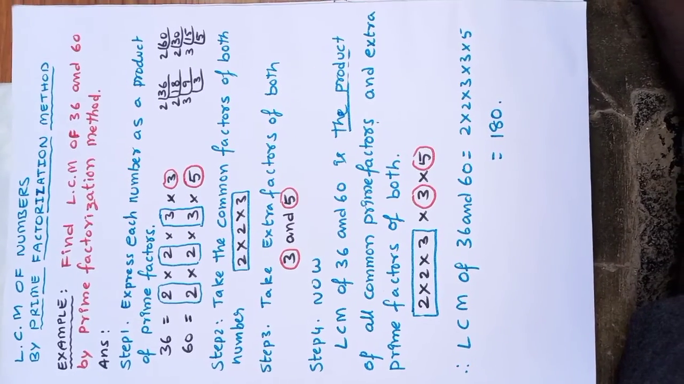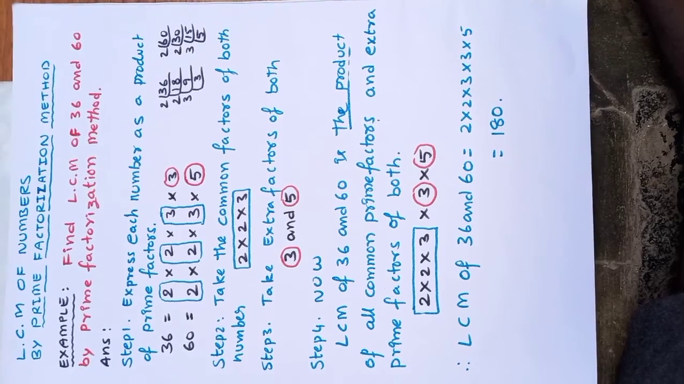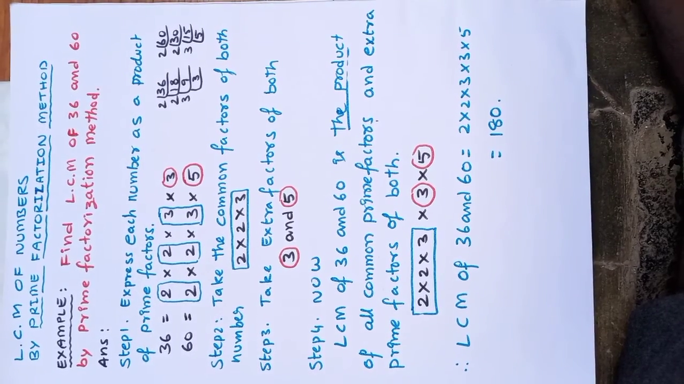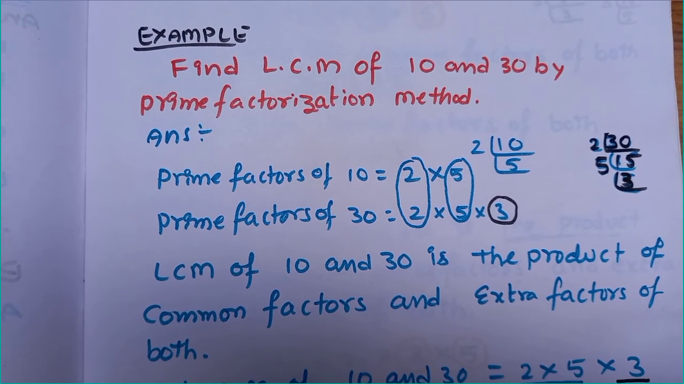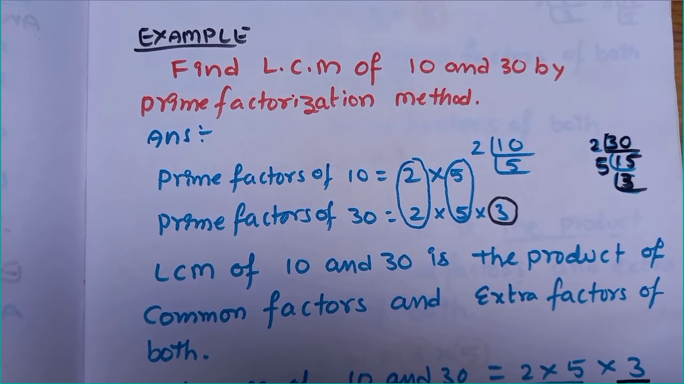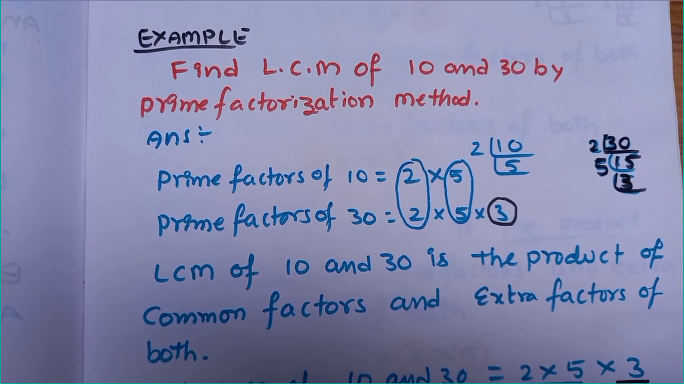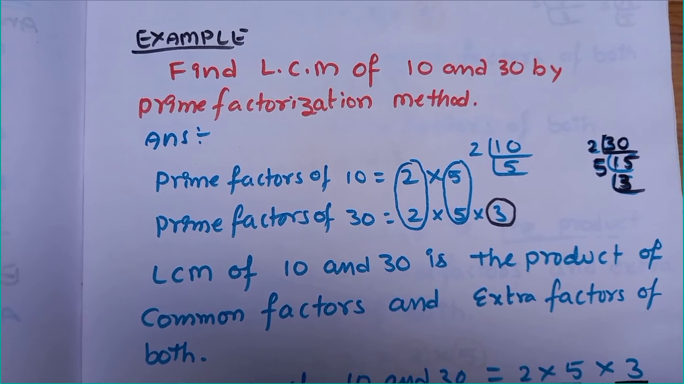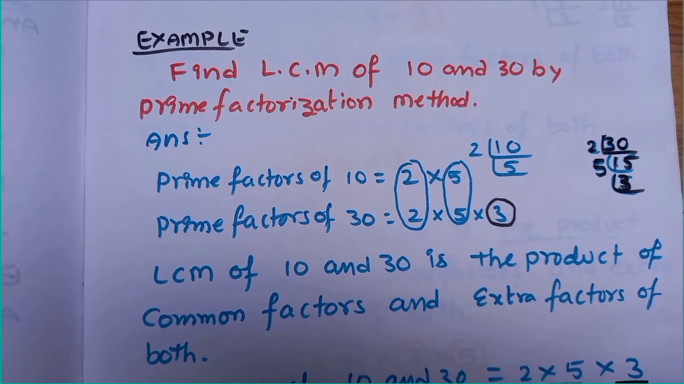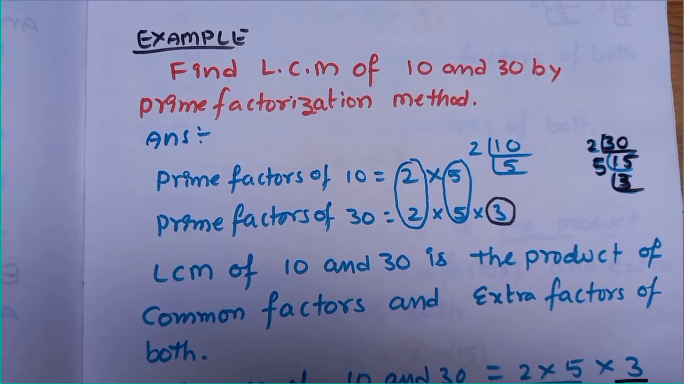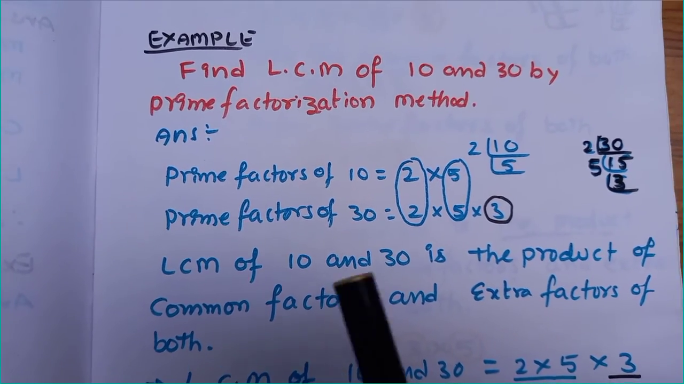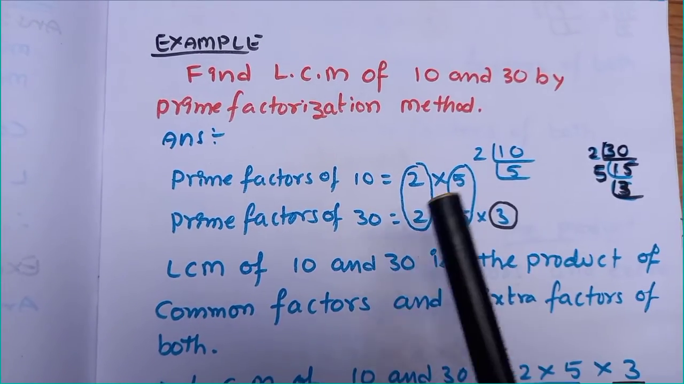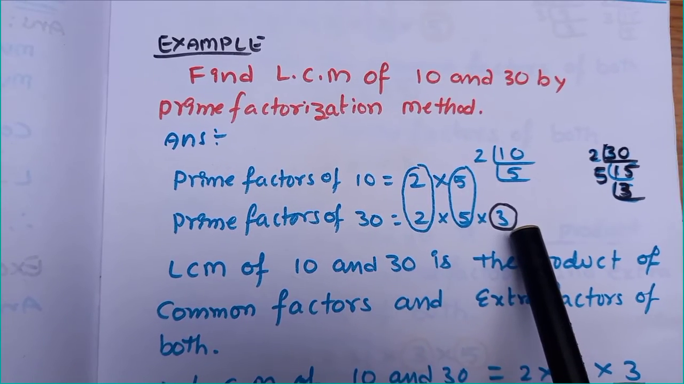Now pause the video and write down the notes by understanding. Now we are moving to another example. Find the LCM of 10 and 30 by the prime factorization method. First of all, write down the prime factors of 10. What are they? 2 into 5. And the prime factors of 30. What are they? 2 into 5 into 3.